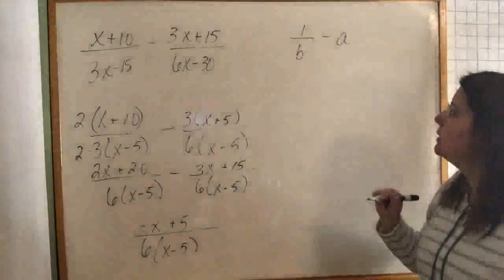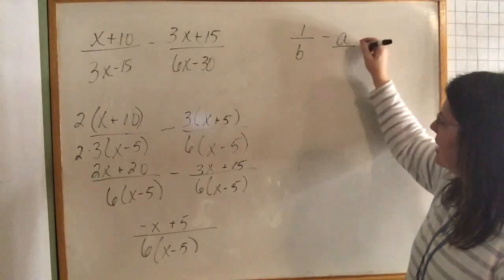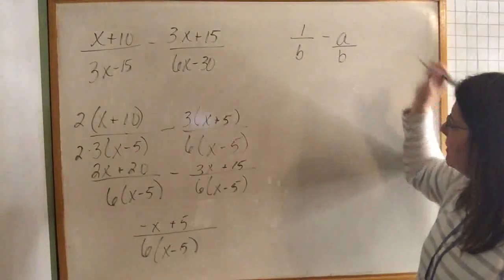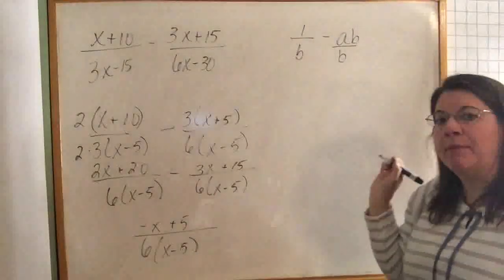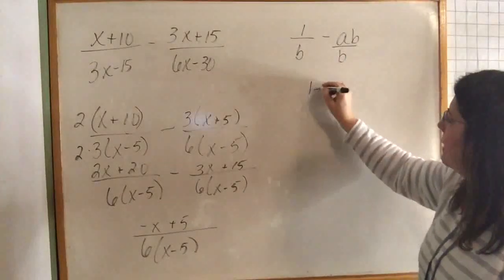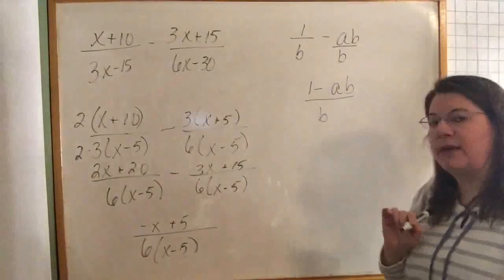For the next one, this one has a b on the denominator. This one needs a b. It's understood to have a 1 right now. But that 1, if I multiply it by b, will be b. So I multiply the top and bottom by the b. And then I have 1 minus ab over b for my final answer.